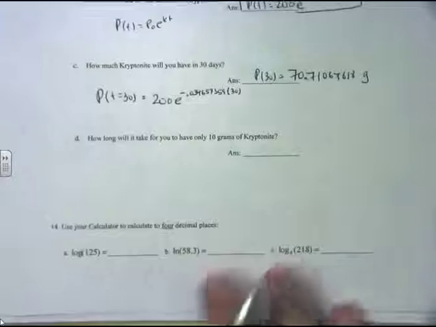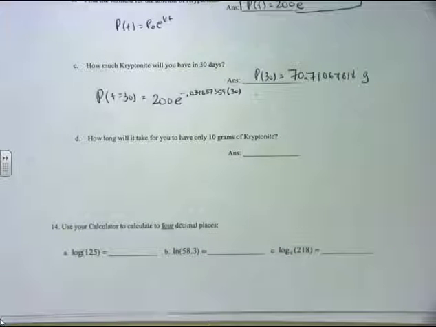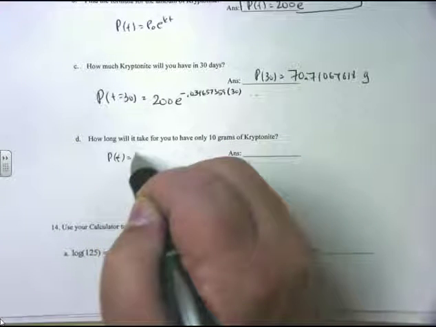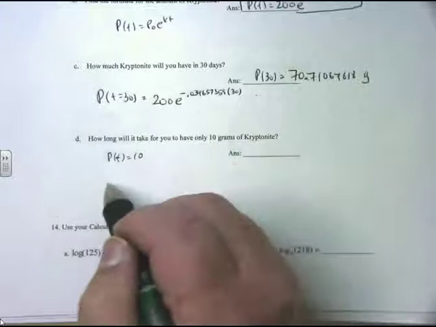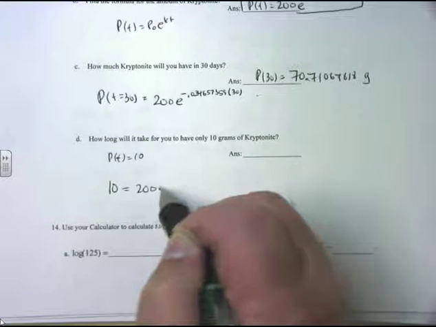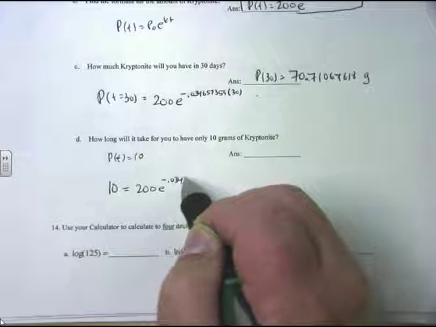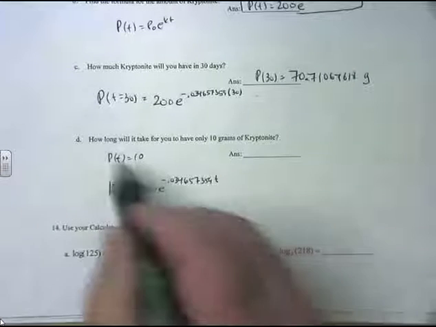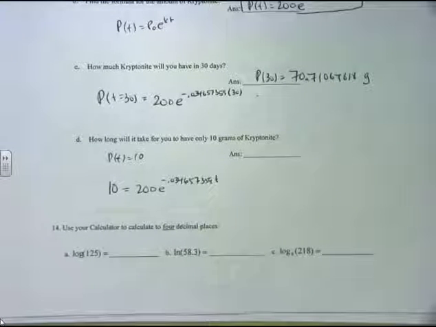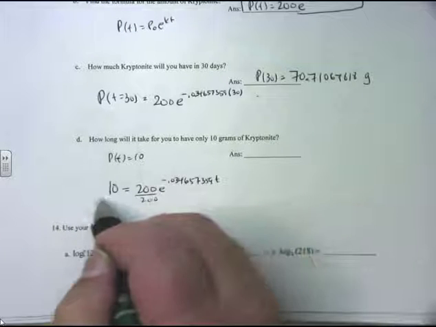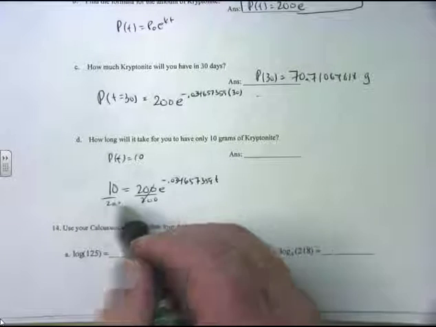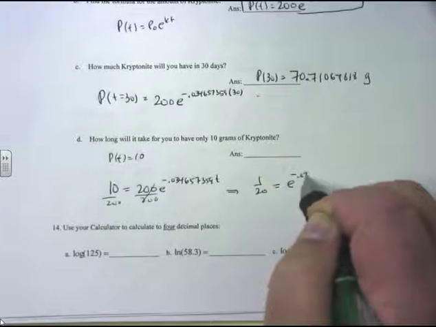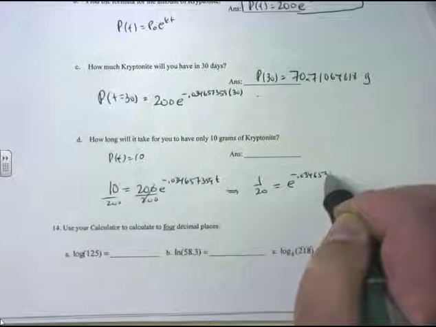And then this one, how long would it take for you to only have 10 grams of kryptonite? All right, 10 grams. So my P of T would be 10. So I would have the equation up here. 10 is equal to 200 e to the negative 0.034657359 times t. How long? Solve for t. If I'm solving for t, I'd first divide by 200 on both sides. This cancels, 10 divided by 200, that's just pretty much 1 over 20, equals e to the negative 0.034657359 t.